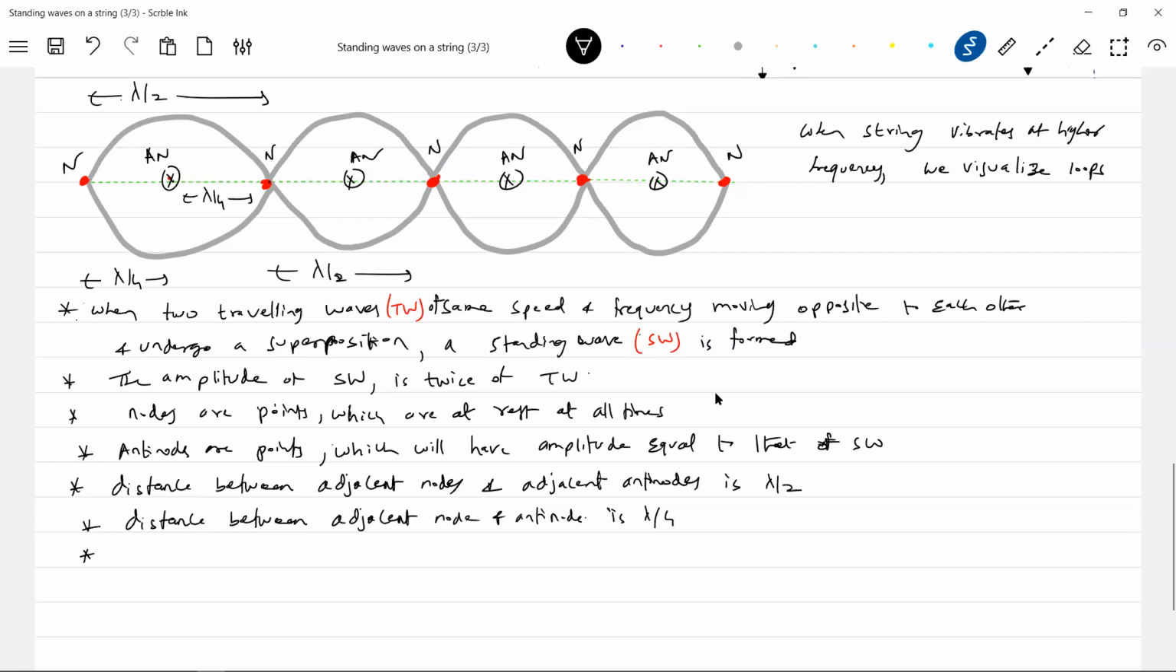Next again. What about antinode? It can possess maximum kinetic energy. So now kinetic energy at antinode varies harmonically with time, and potential energy will be 0.